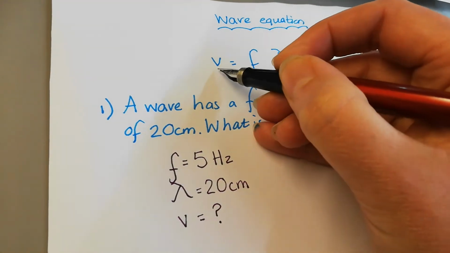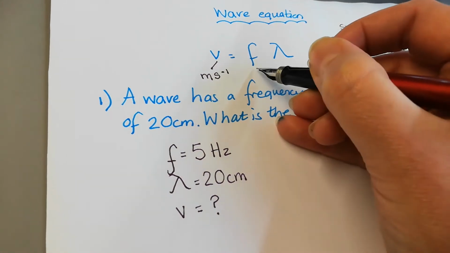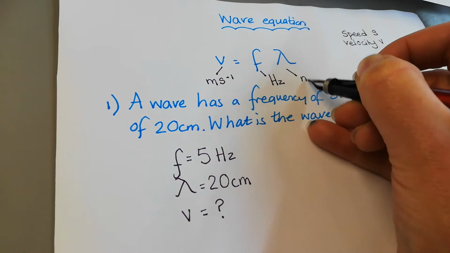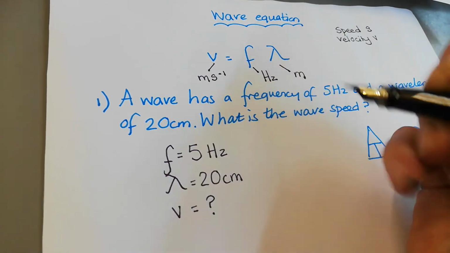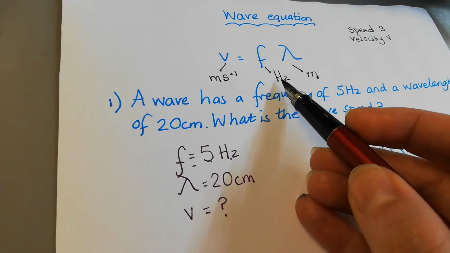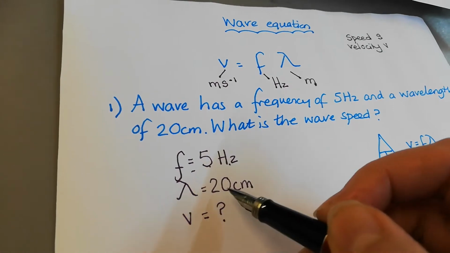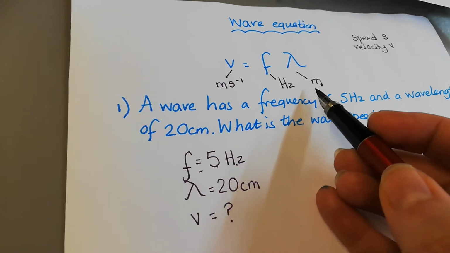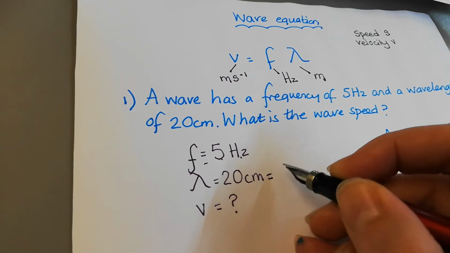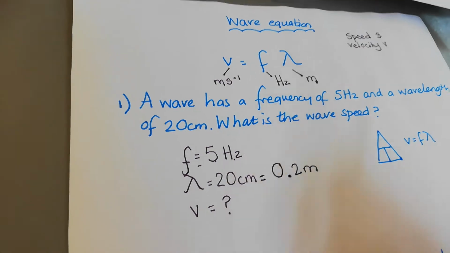Now, the first thing we're going to do is check the units. The wave speed should be in meters per second. The frequency should be in Hertz. And the wavelength should be in meters. Let's check. Frequency, 5 Hertz. Yes, that's right. Frequency should be in Hertz. Wavelength, 20 centimeters. Oh, no, the wavelength should be in meters. So I need to change that now. So that's going to be 0.2 meters.